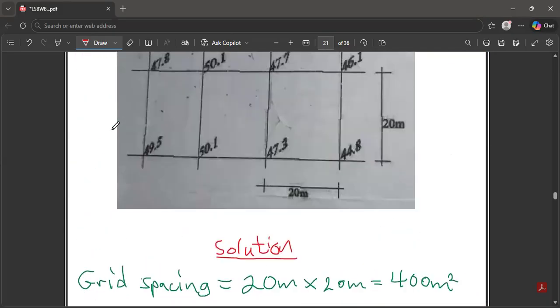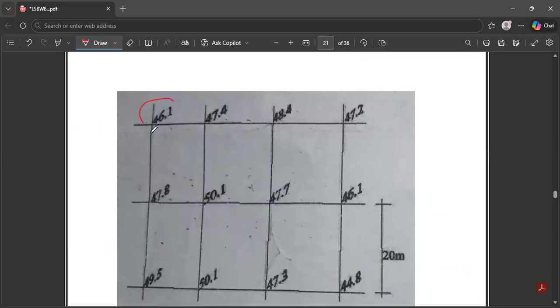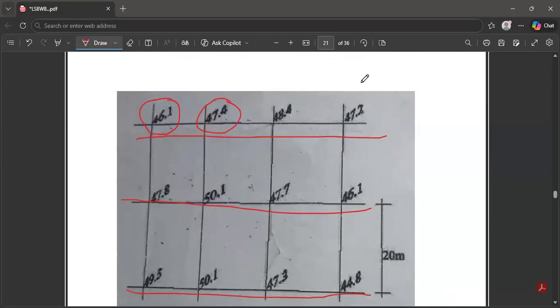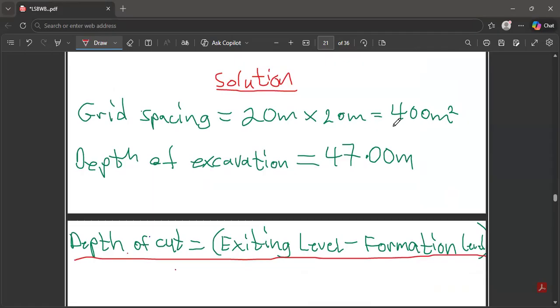If you come over here, you see the grid. This first one is what? 46.1. This is 47.1. So you're going to be picking it in that order, row by row. And the distance between them is what? From here to here is 20. That is why we are multiplying 20 times 20 to get the area, that is 400 meters squared. You see the 400 meters squared we calculated over here. That is how we got it.